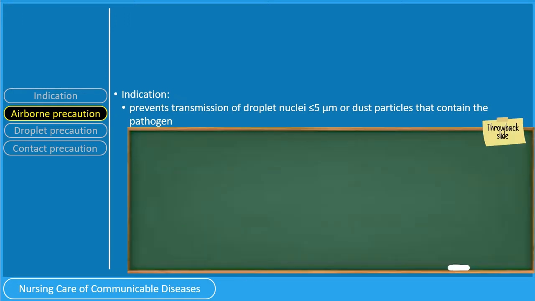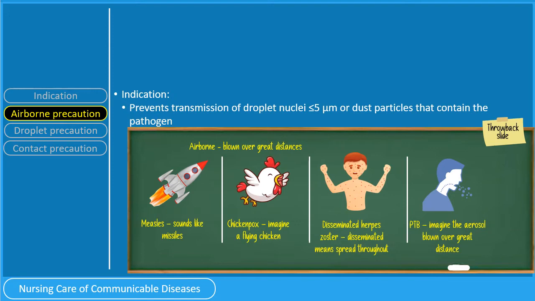Let us bring a throwback slide to help us remember the diseases included in airborne precaution. I already mentioned to you during our discussion for the chain of infection that I remember the airborne precautions as my mnemonic: airborne, meaning blown over great distances. So that includes measles, which sounds like missiles; chickenpox, imagining a flying chicken; disseminated herpes zoster, taking into account that disseminated means spread throughout; and for PTB, imagine the aerosol being blown over great distances.